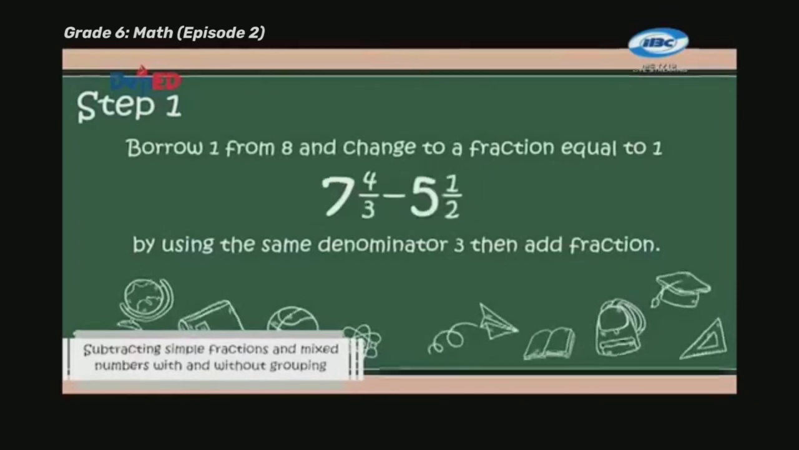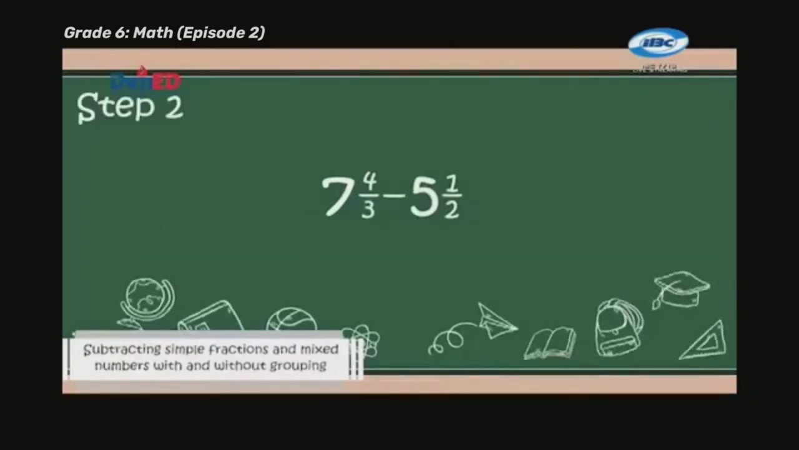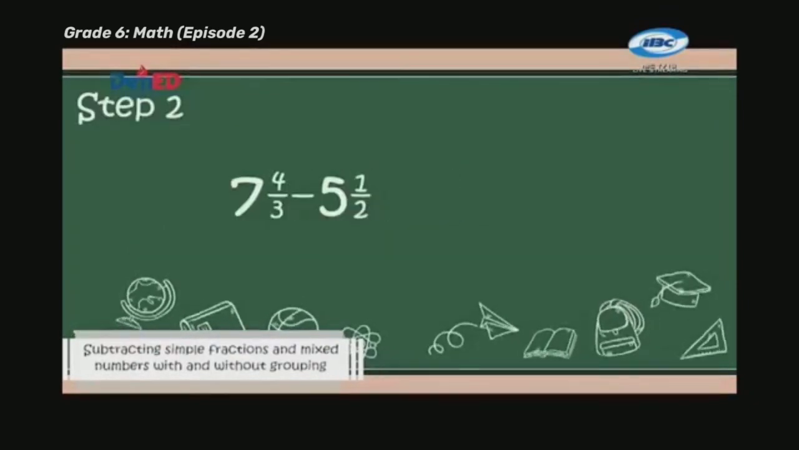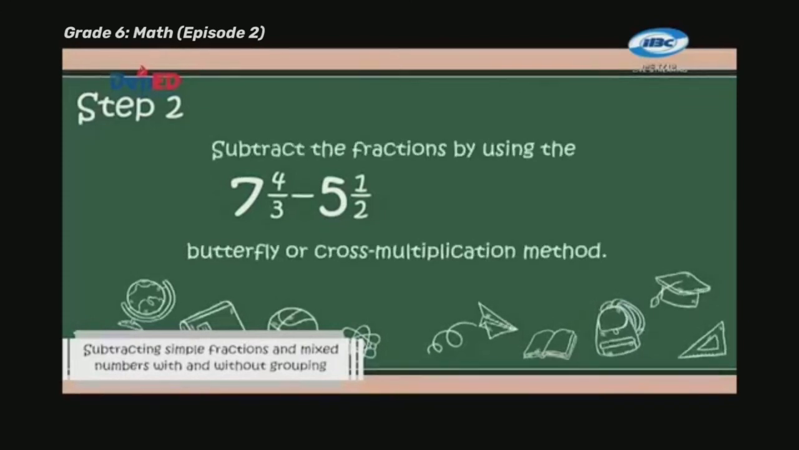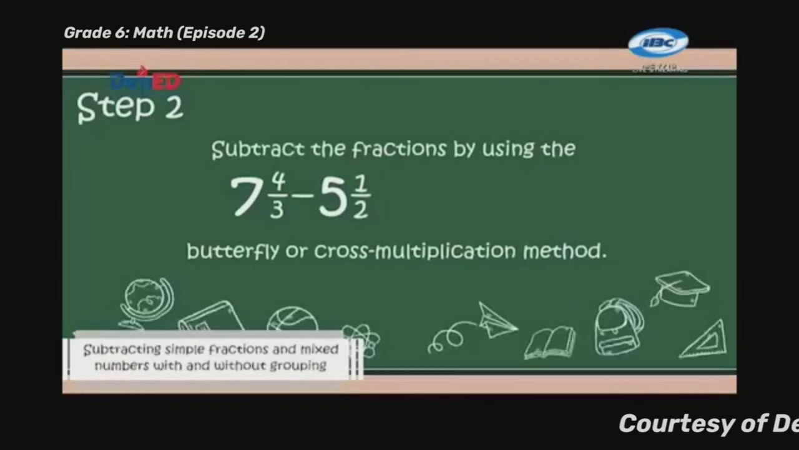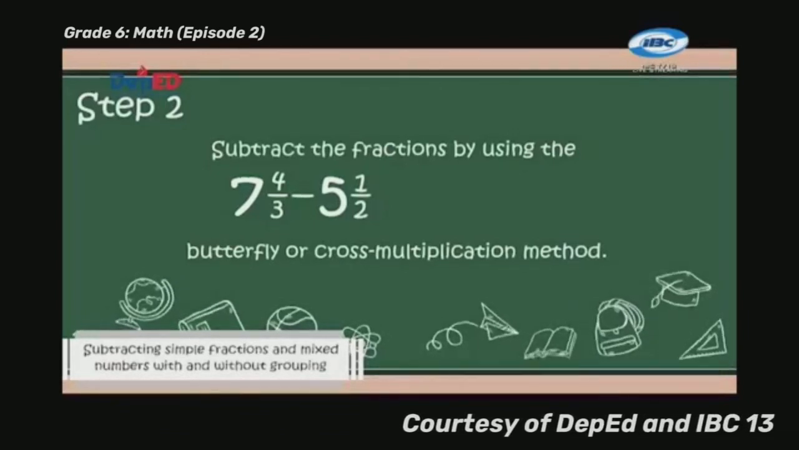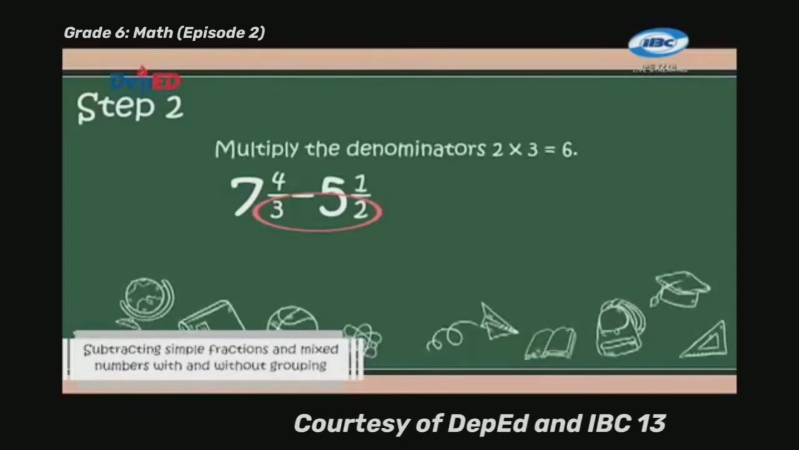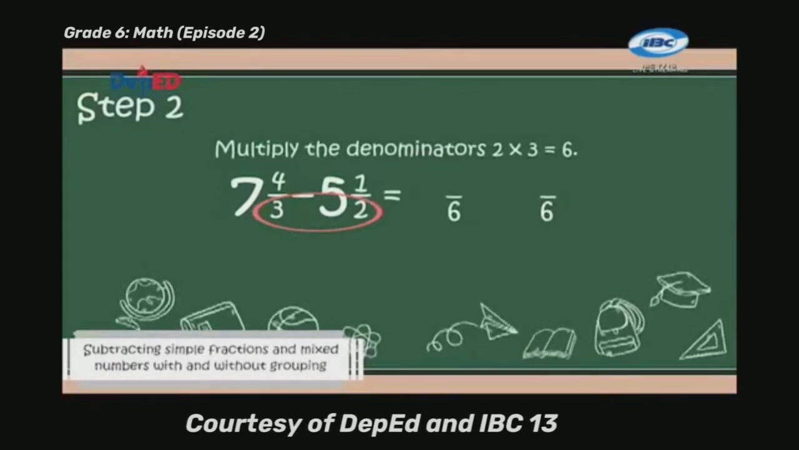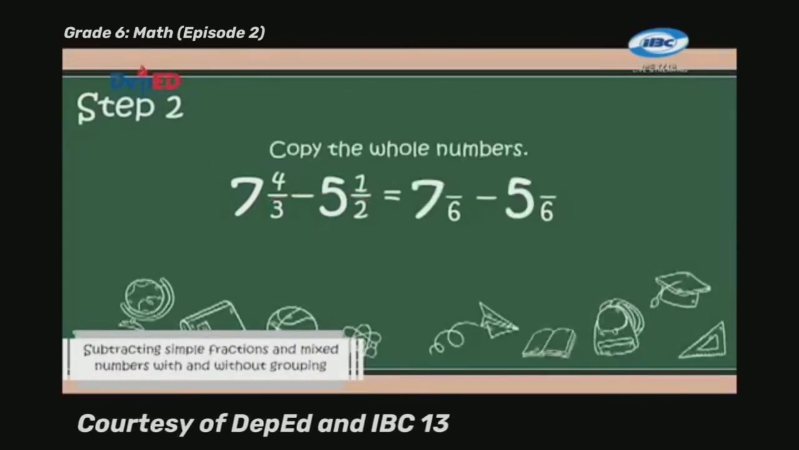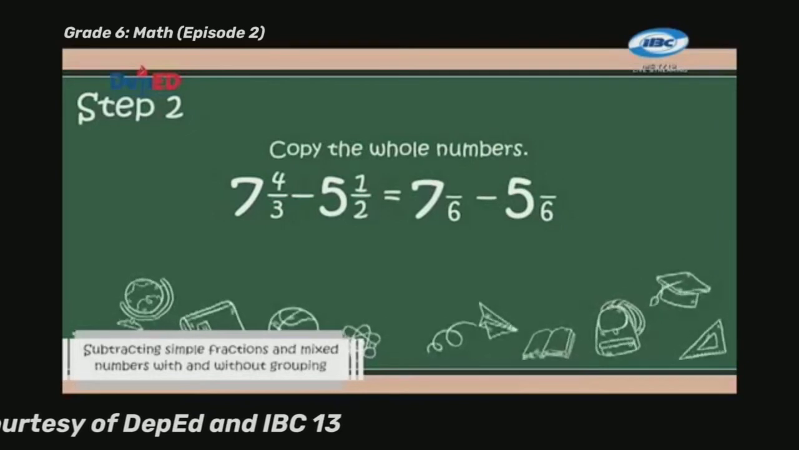Subtract it now to 5 and 1/2. Step 2. Subtract 7 and 4/3 minus 5 and 1/2 by using the butterfly or cross multiplication method. Multiply the denominators. 2 times 3 equals 6. 6 is their common denominator. Copy first the whole numbers.